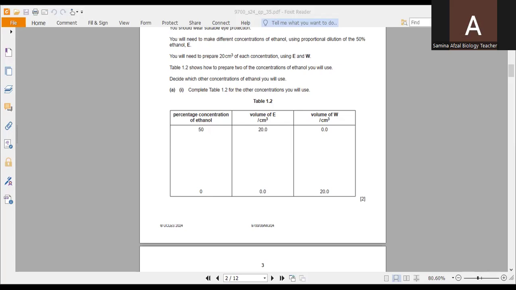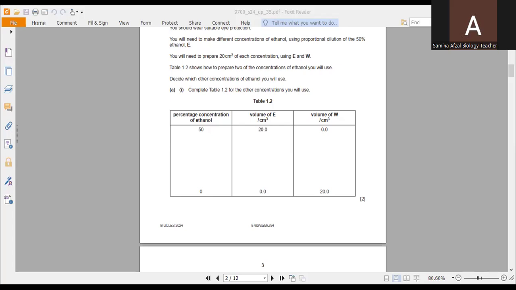So we have to make 3 or 4 more concentrations in between these. It's up to you, but 3 are compulsory. There should be a total of 5: 2 they have given us, and the other 3 which we will make. In the first concentration you can see that only the ethanol is present and water is not present. For this purpose, you can use a formula to find out the other concentrations.